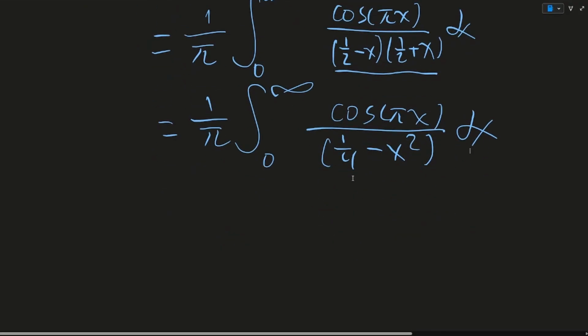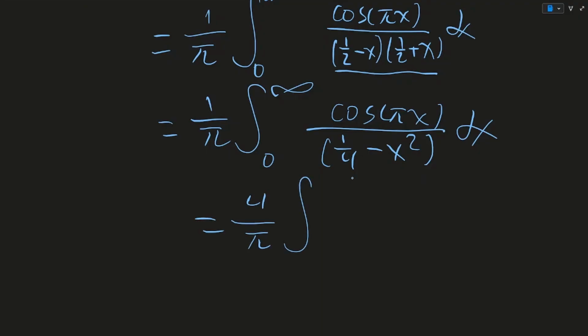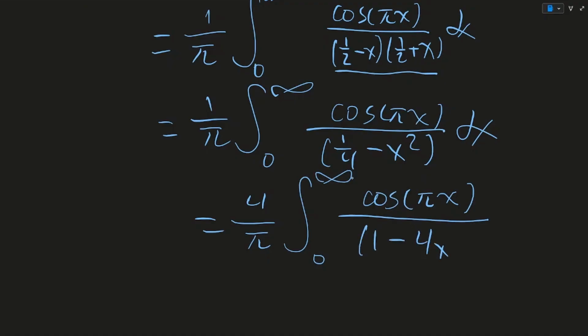And we can take out that 1/4 factor, or actually it's a 4 because we have 1 over 1/4, so we have 4 over pi times the integral from 0 to infinity of cosine of pi times x over 1 minus 4x squared with respect to x.